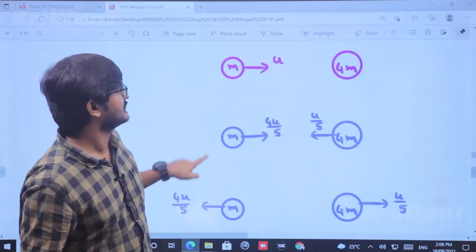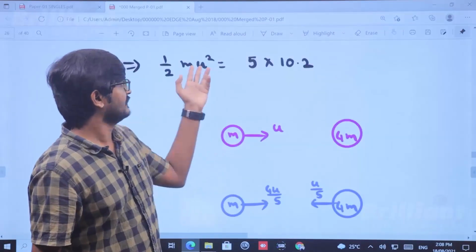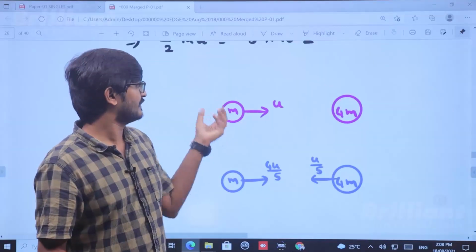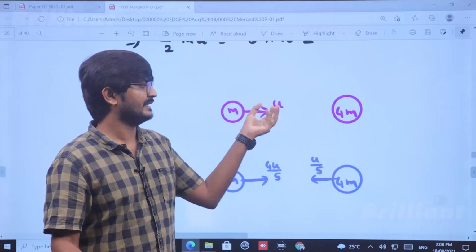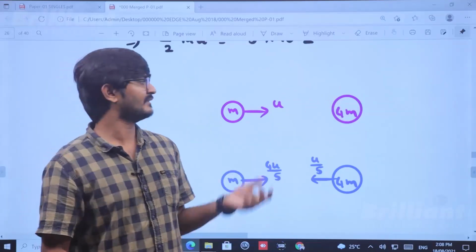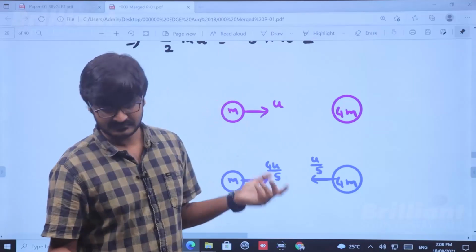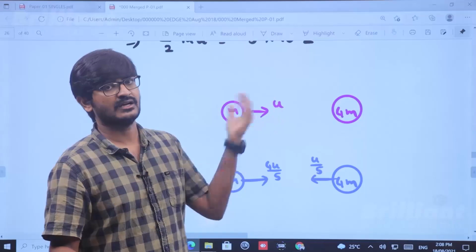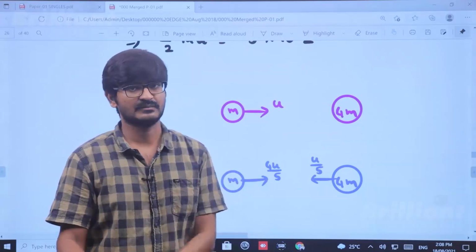Now this is the question. I'm just keeping u as u itself. I will be substituting it back in the end. So if it is coming with speed u and hitting 4m, and the collision is perfectly elastic, then what will be the velocity, and then the energy of the neutron. So you need to find the energy of the neutron after collision. Now you can solve it by yourself from the ground frame.